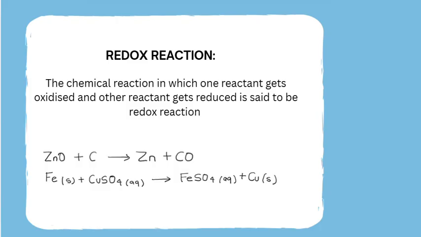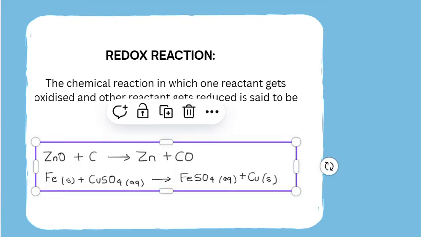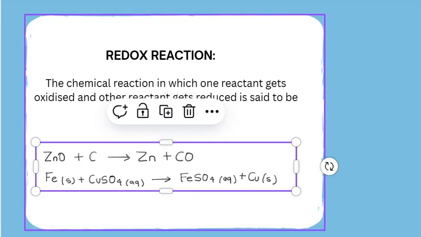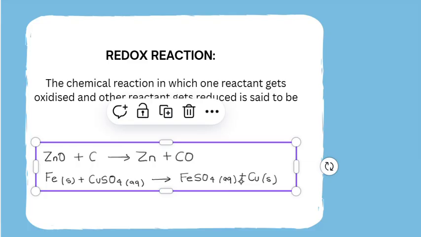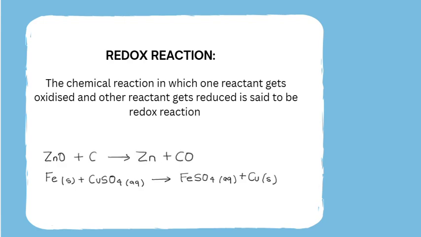There are two examples given in your NCERT. ZnO plus C will give us Zn plus CO. The next example is Fe, which is a solid, plus CuSO4, which is in aqueous form. Fe will combine with SO4 and give us FeSO4, which is in aqueous form, plus Cu, which is in solid form. I hope this was clear.